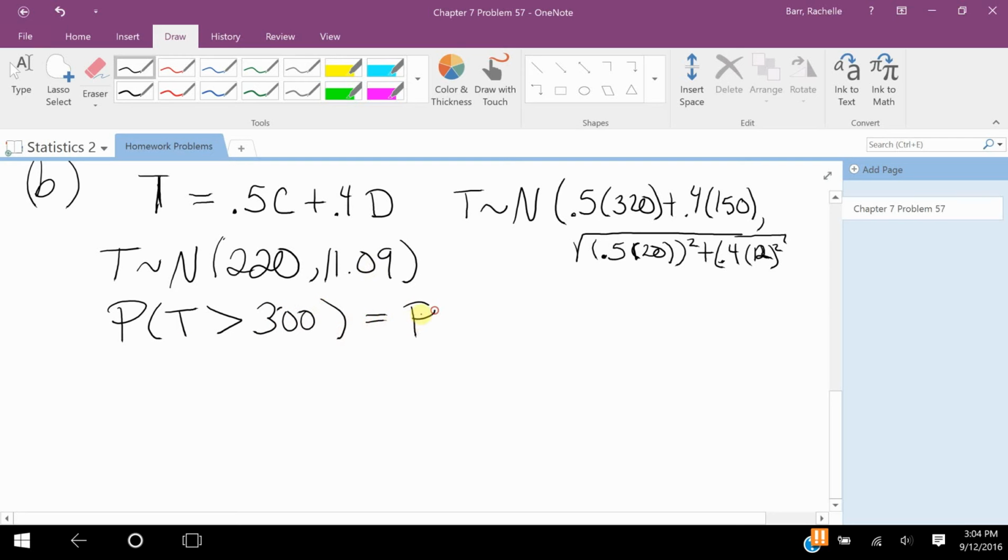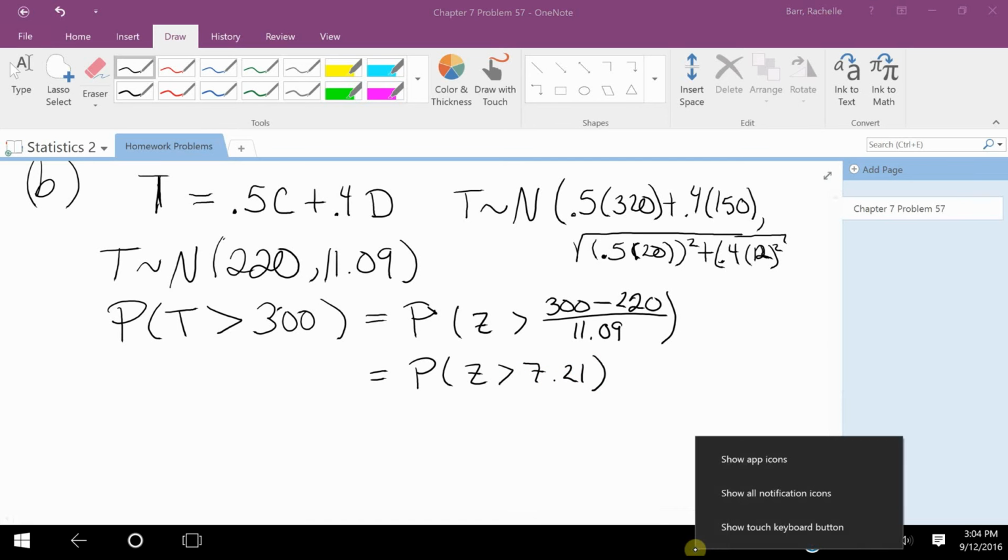So I'm going to go ahead and change this into a z. So I want the probability that z is greater than 300, my score, minus my mean, 220, divided by my standard deviation. I did round that standard deviation, but I rounded it money-wise, which is why I only did 2 decimal places. So if you calculate this, that's going to be the probability that z is greater than 7.21. Wow. Okay, so this means that I'm looking for stuff that's greater than 7 standard deviations away from the mean.